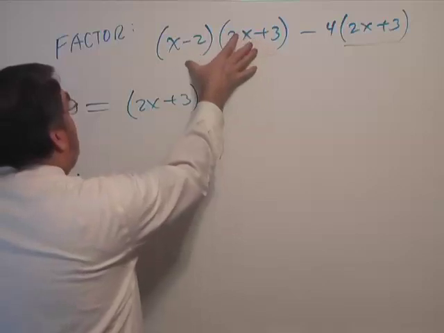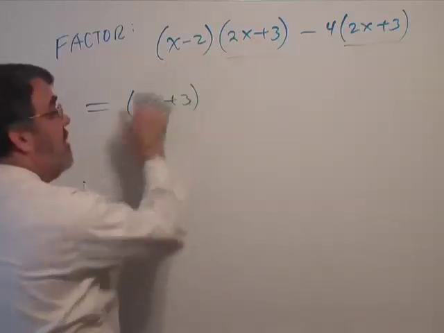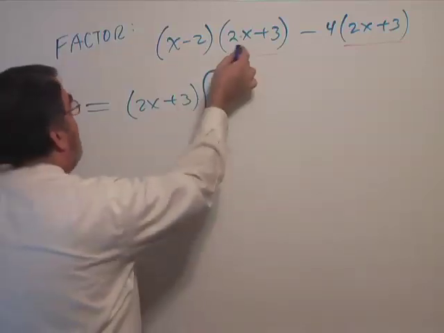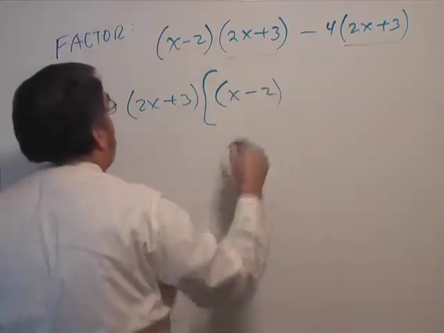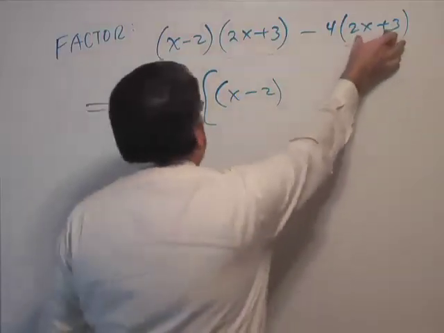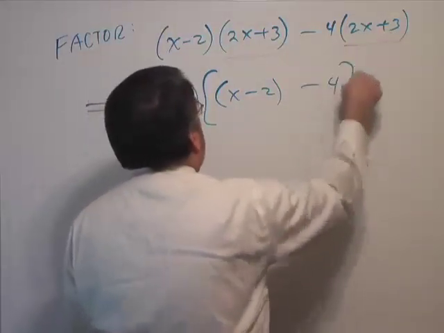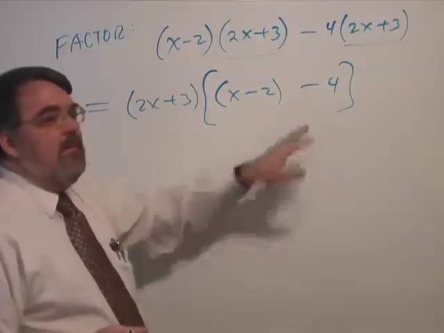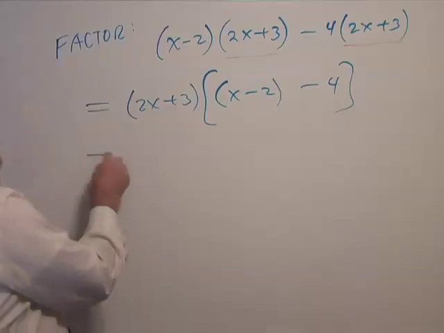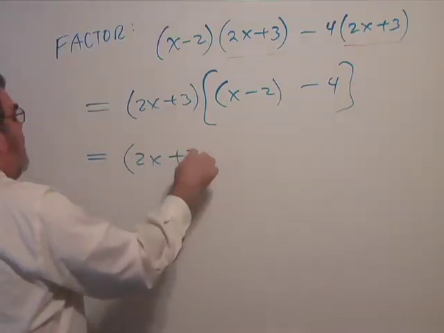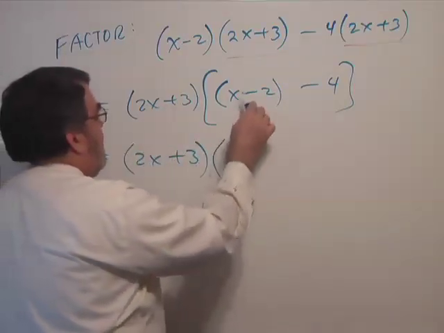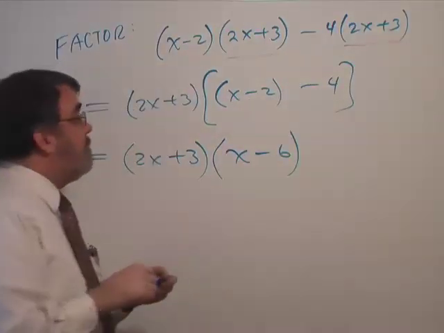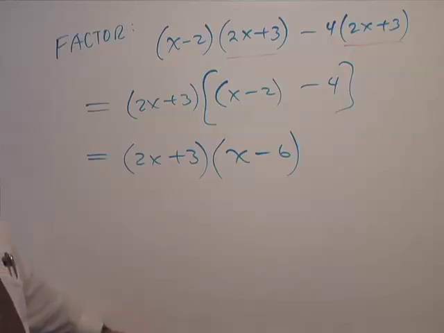And when I divide it from this part, what's left over is x - 2, isn't it? So I'm going to use brackets here. So I factor it out, I'm left with x - 2. And then here, when I take it out, I have minus 4 left over. So now we can combine terms here, and let's do that. So 2x + 3 remains on the outside, and then this is going to be x - 2 - 4. That would be x - 6. So there we go. Now it's factored.